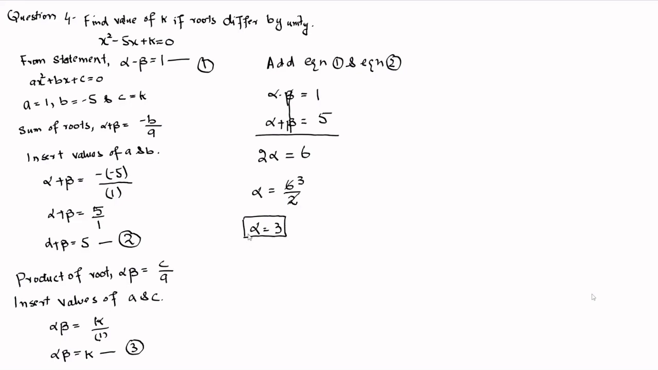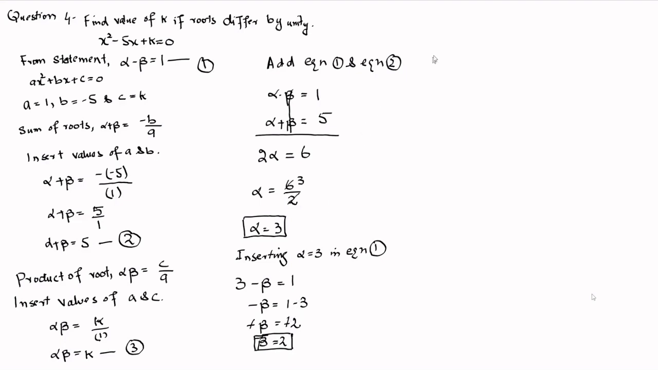Now take equation number 1 or equation number 2 and insert the value of alpha is equal to 3. So we are inserting alpha is equal to 3 in equation number 1. So we have 3 minus beta is equal to 1. This 3 on the right hand side will be minus 3. So we have minus beta, and 1 minus 3 is equal to minus 2. Minus cancels out with minus, and beta is equal to 2.